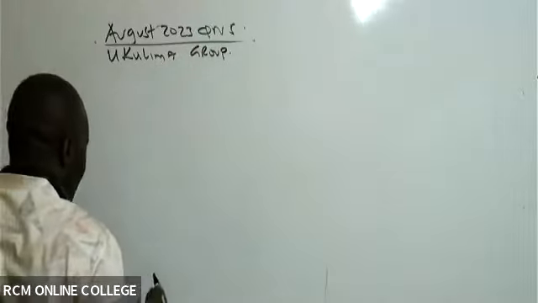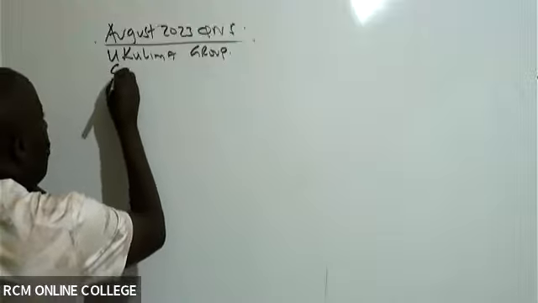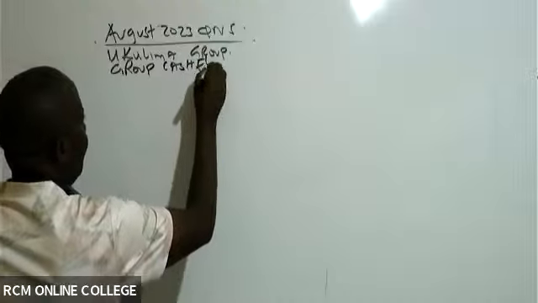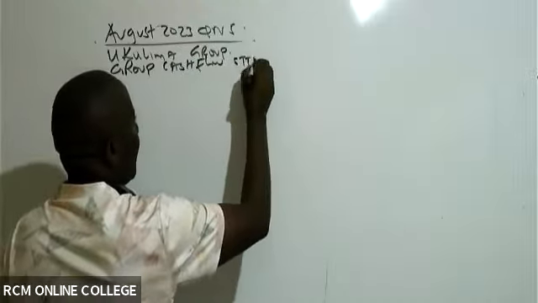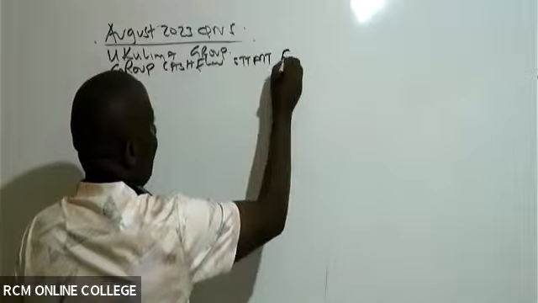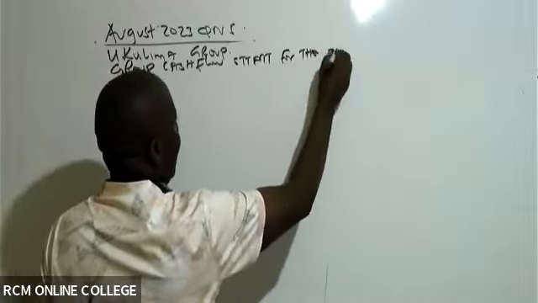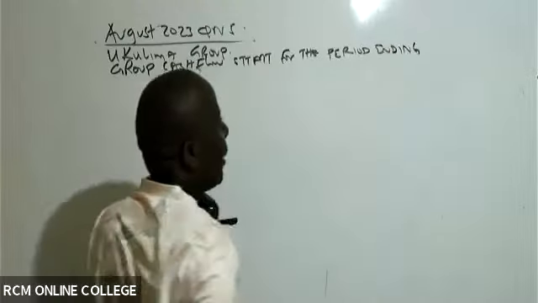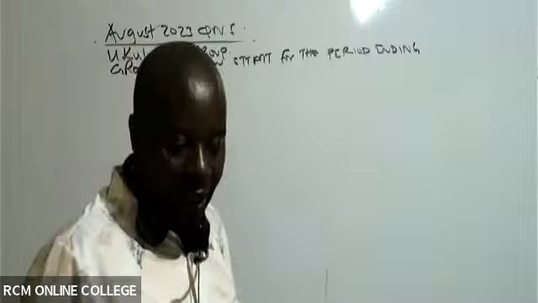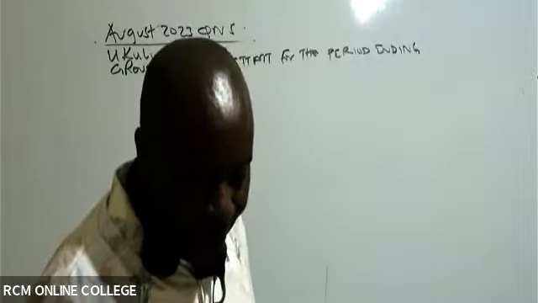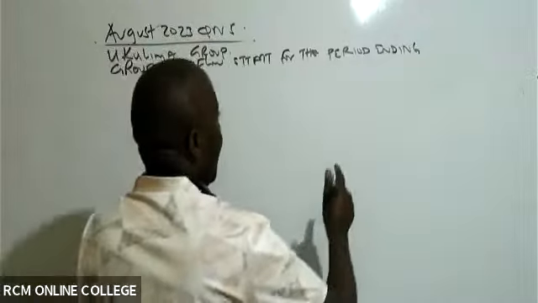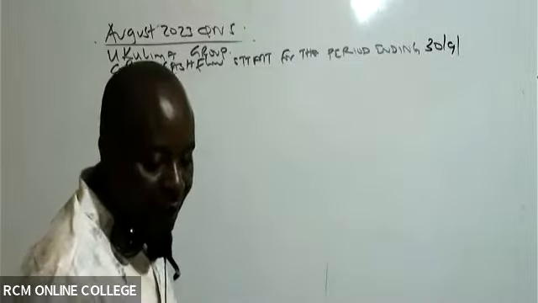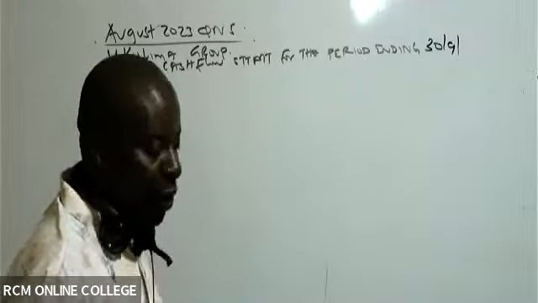So under Ukulima Group, what are we doing? We are giving them the group cash flow statement for the period ending, of course, that one I know you are able to get written down very fast, 30th September 2022.